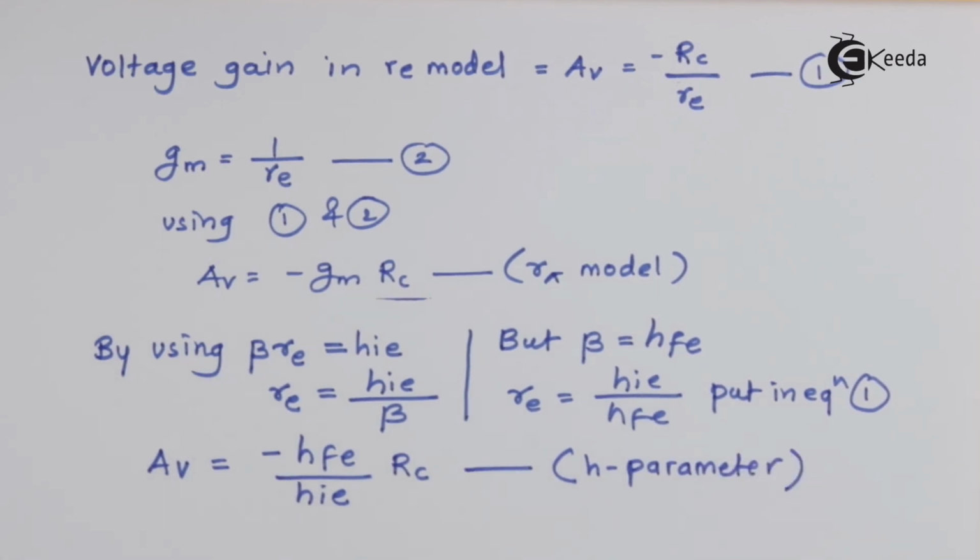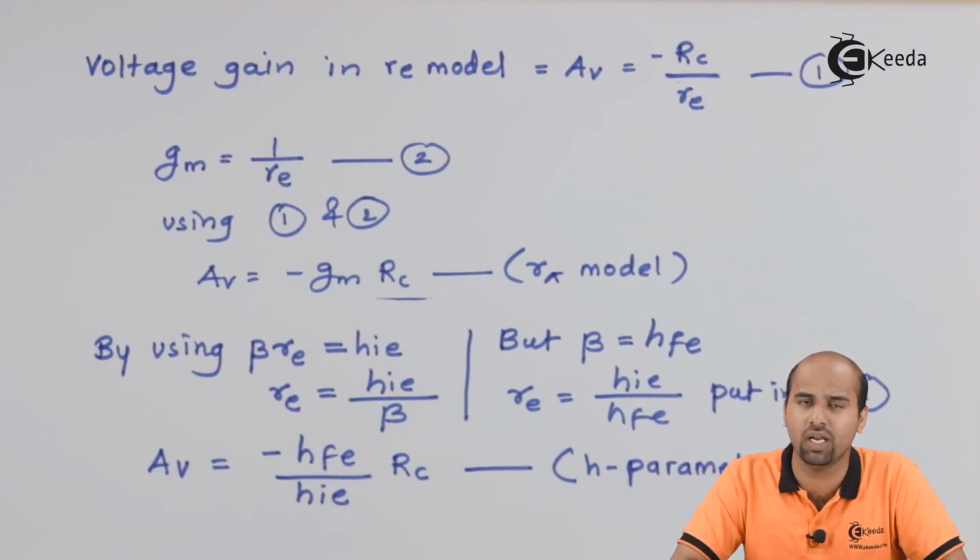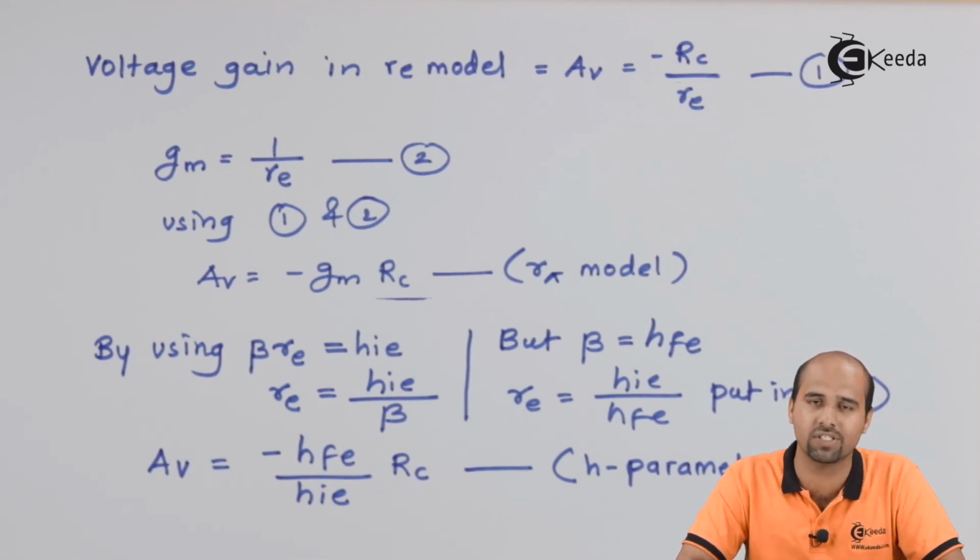Now similarly, you can also go for input impedance, output impedance, and current gain with the r pi model and H parameter model as well. So this is all about the AC analysis of CE amplifier without fail. Keep this in mind, this is with bypass capacitor. In the next video, we'll learn the AC analysis of CE amplifier only, but without bypass capacitor. So stay tuned for that.